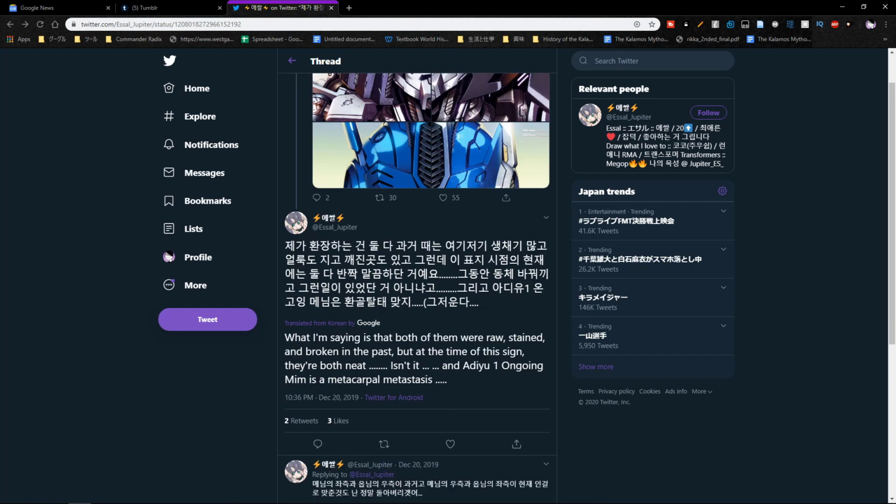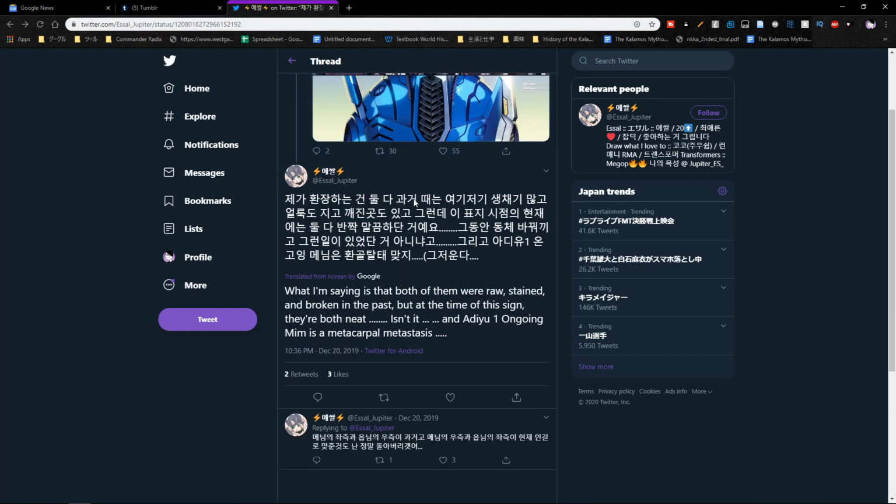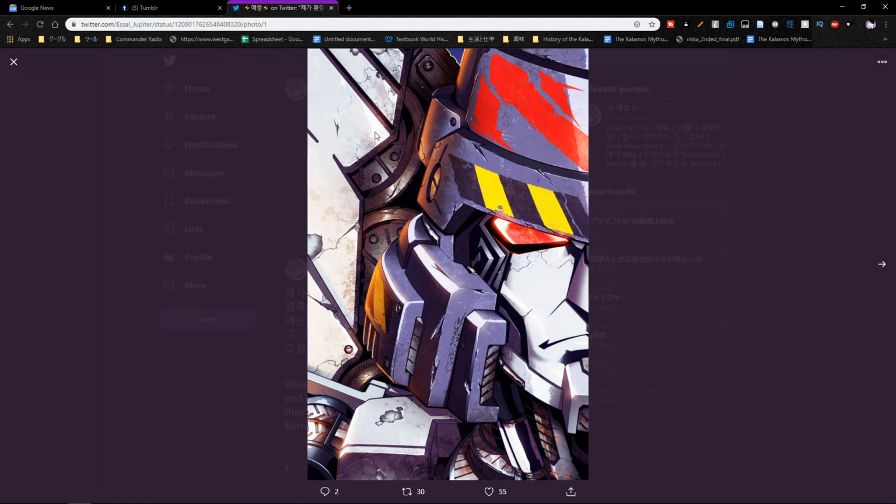And this person points out that the character designs from the olden days are a bit raw, stained, and broken in the past, but in the present they're both neat. I want to explore that train of thought while looking at these covers, because I think there's a lot that can be said about these covers for the Chaos Theory arc and what it says about the Megatron and Optimus Prime characters.